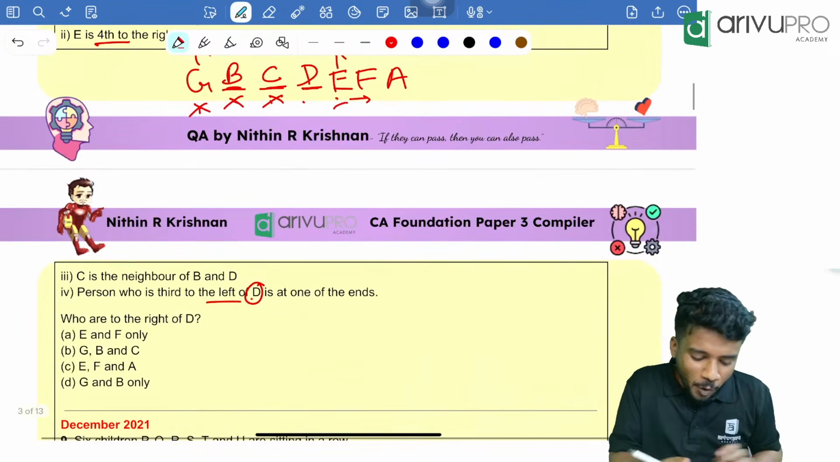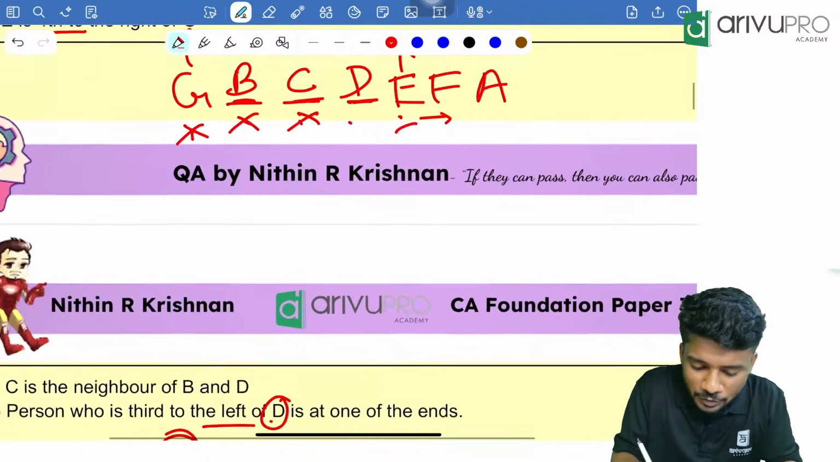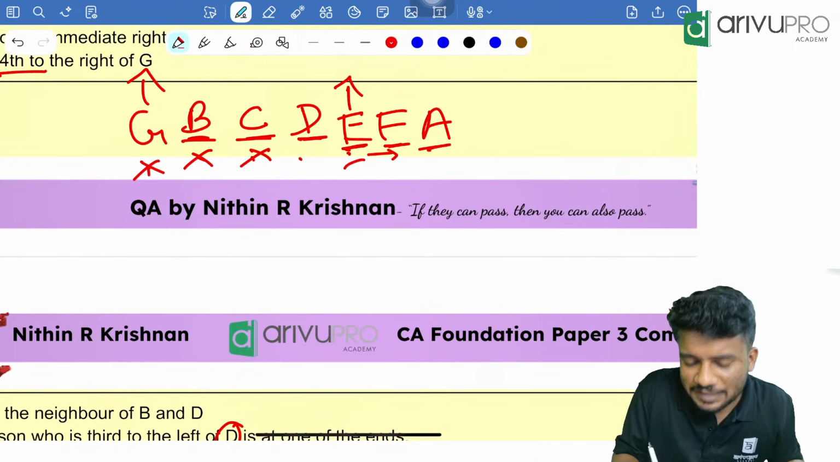Now the question. Who is to the right of D is the question. Who is to the right of D? E is there, F is there, A is there.